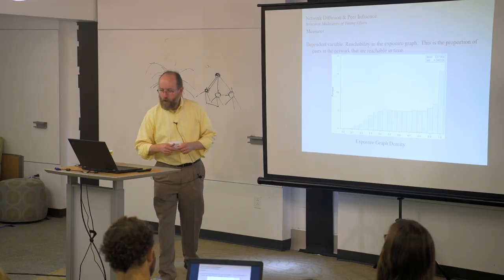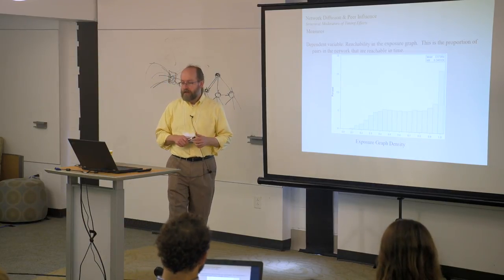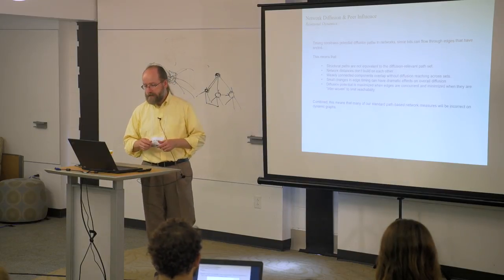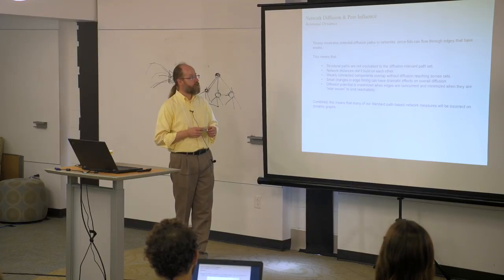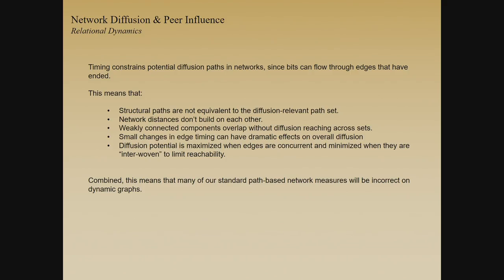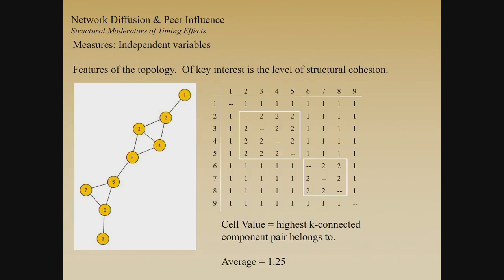All right, one more bit on this timing effect that I think is kind of fun. When does timing matter? If timing constrains the potential diffusion paths in a network, we'd like to know whether it's possible to figure out when that matters a lot and when it doesn't matter a lot. And so one way to think about that is that if we're increasing the number of exposure paths, what we're effectively doing is creating lots of these robust channels that disease can flow through. And so what we'd like to know is whether or not timing matters.